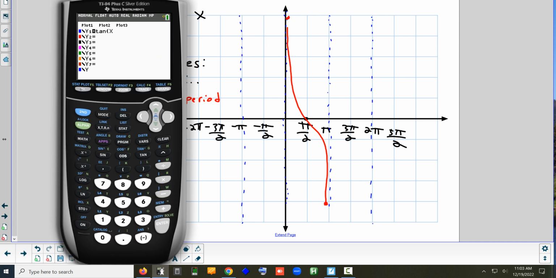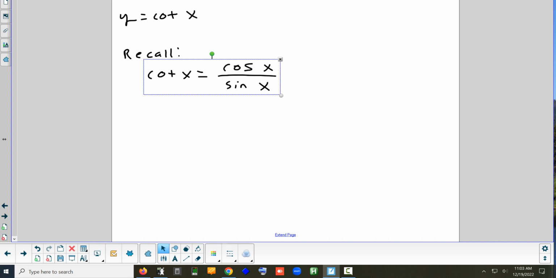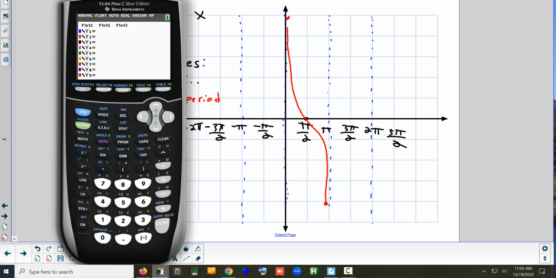How would I graph cotangent? Because I don't have a cotangent. Well, I could do this, or I could just do 1 divided by tangent. That's easier. I could do cosine over sine, though.